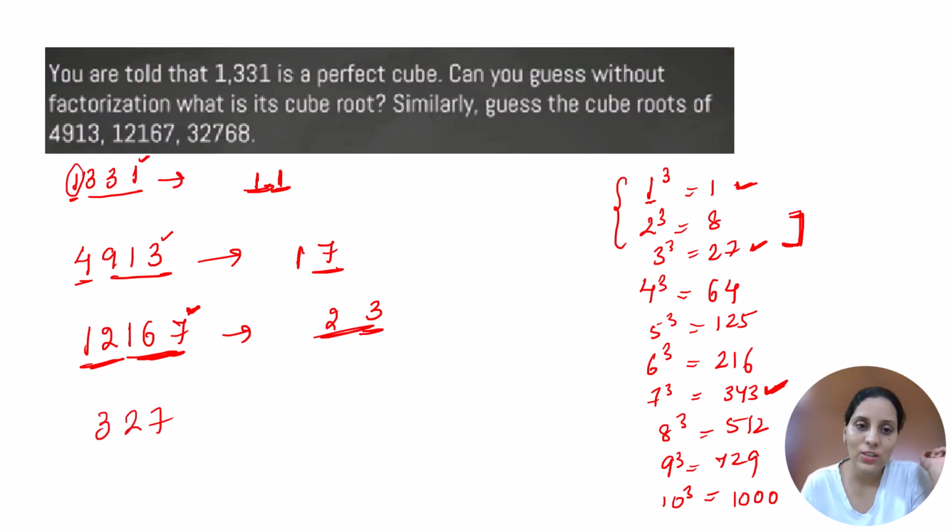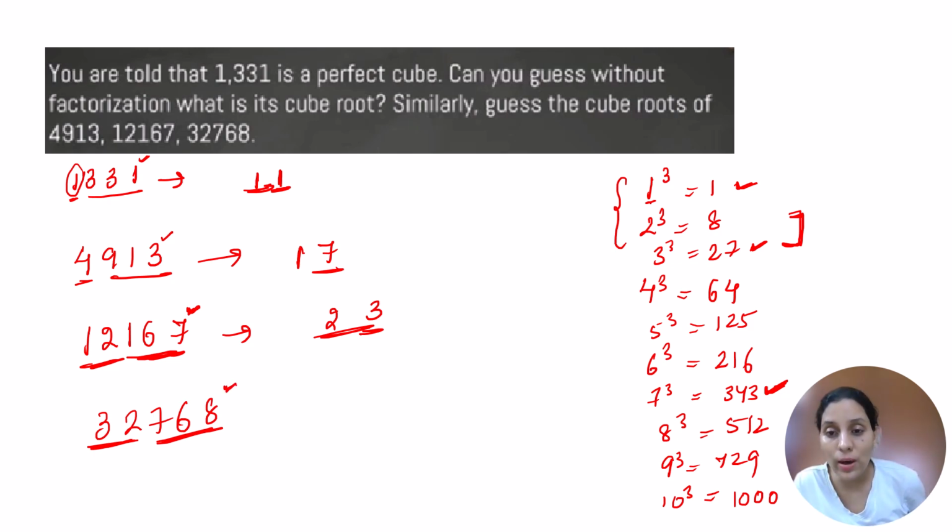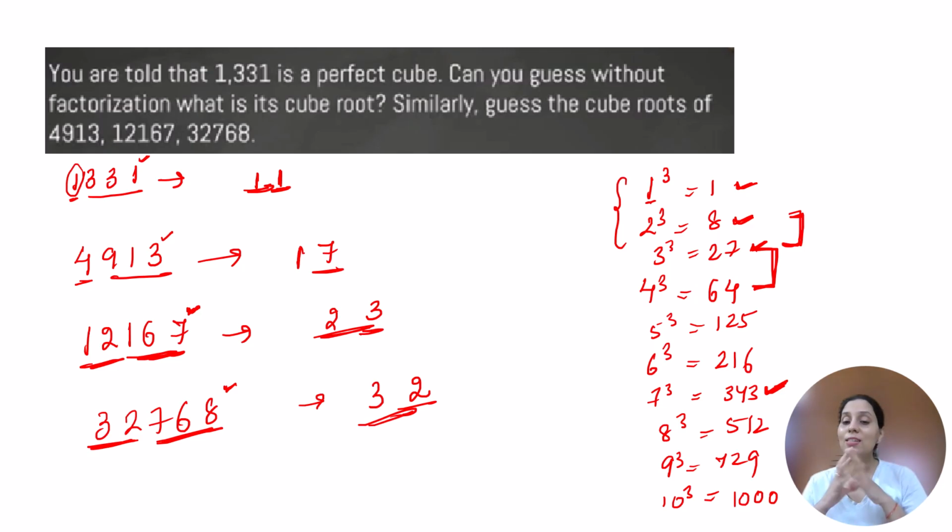Similarly, last one, 32768. This is one triplet and this is the other part. The last digit 8 belongs to 2 cube, so my 1's digit is 2. And 32 lies between 27 and 64, that is between 3 and 4 cubes, and you will always pick the smaller number, which is 3. So 32 is your answer. This is a shortcut to find the cube root and check if it is a perfect cube or not. So I'm very sure this chapter is clear to you.